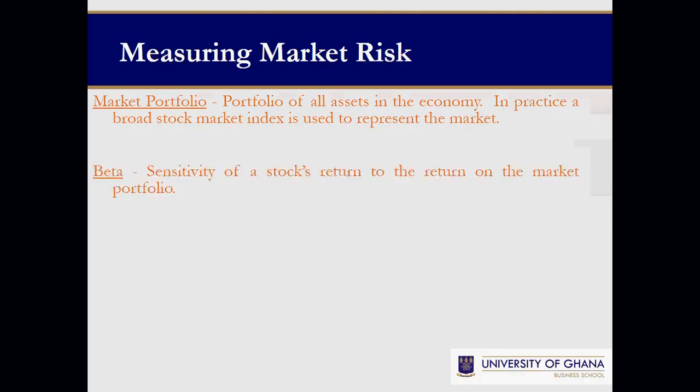So, measuring risk. Market portfolio: the portfolio of all assets in the economy. In practice, a broad stock market index is used to represent the market. Beta: the sensitivity of a stock's return to the return on the market portfolio.